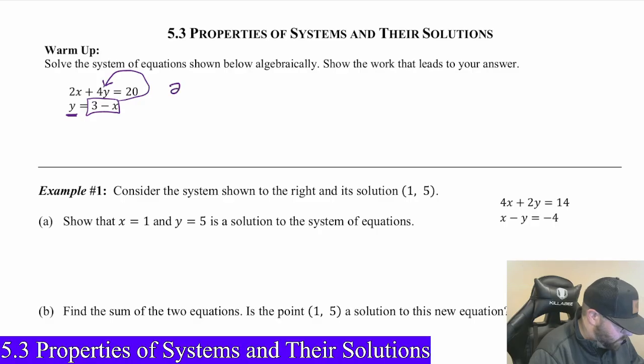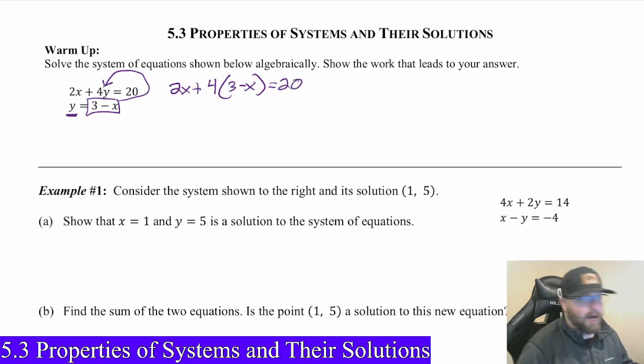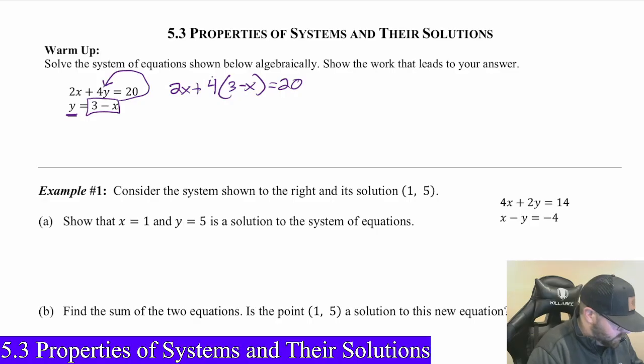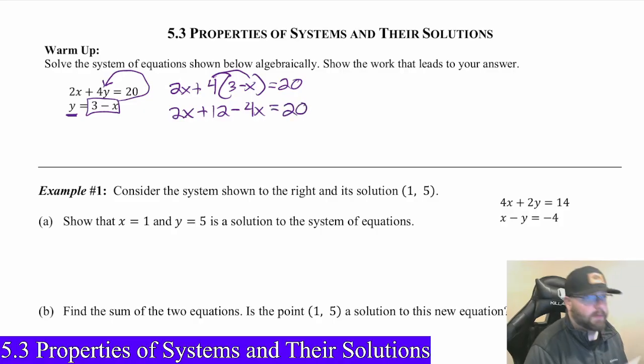So we're going to get 2x plus 4 times (3 minus x) equals 20. And now we have an equation where there is just one variable in it, so we can distribute and solve for that variable. We're going to distribute the 4 through. We get 2x plus 12 minus 4x equals 20.